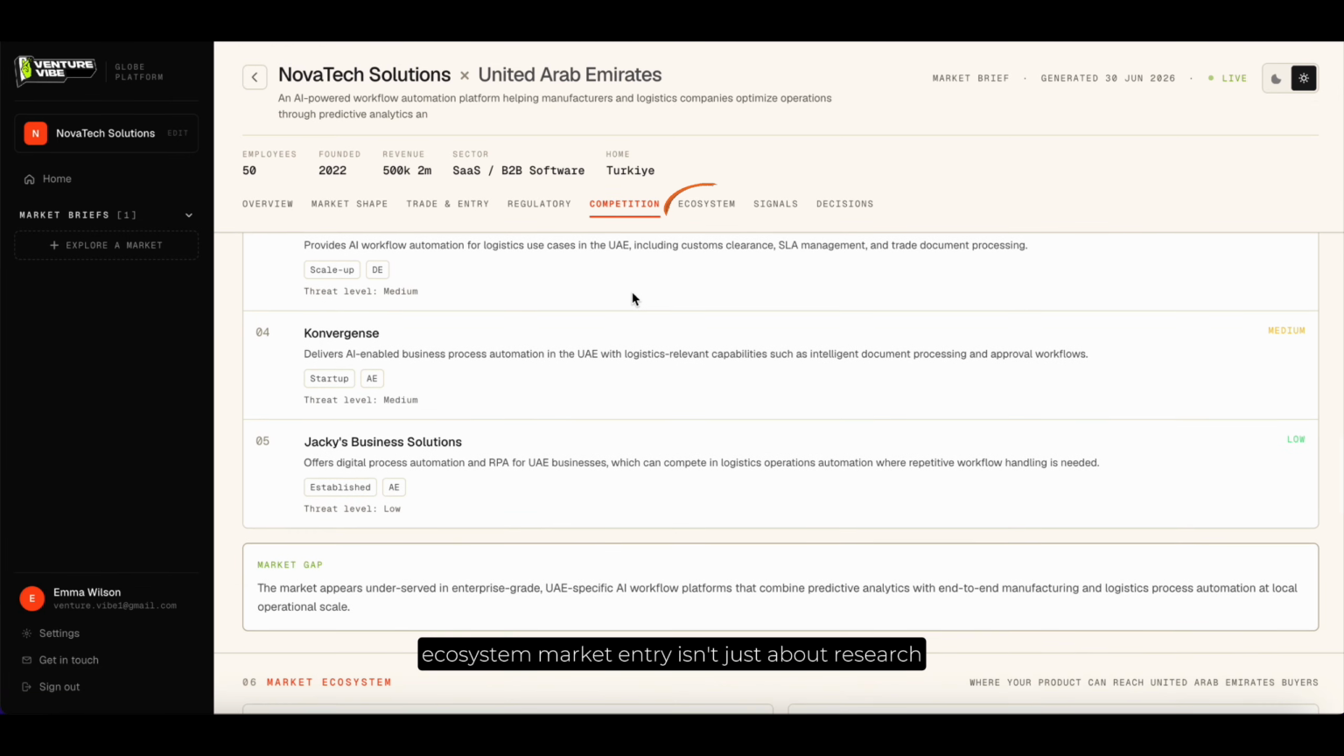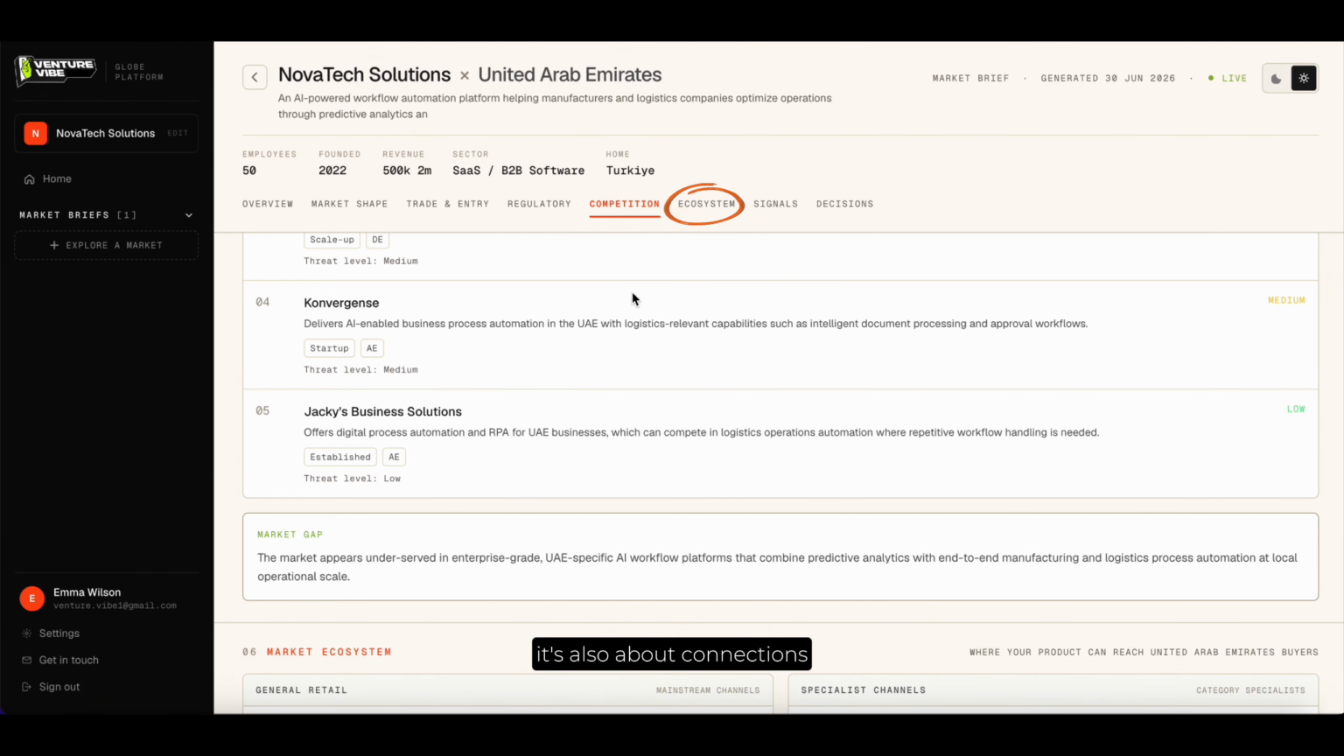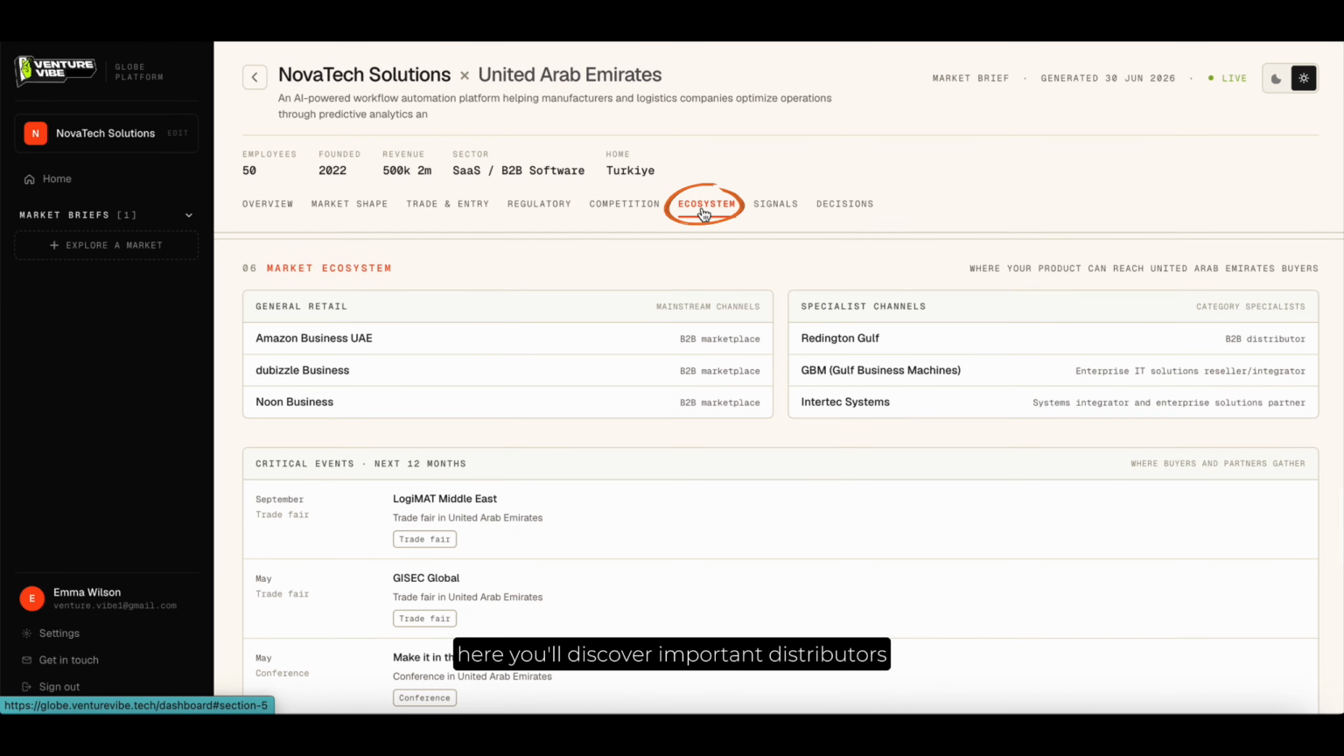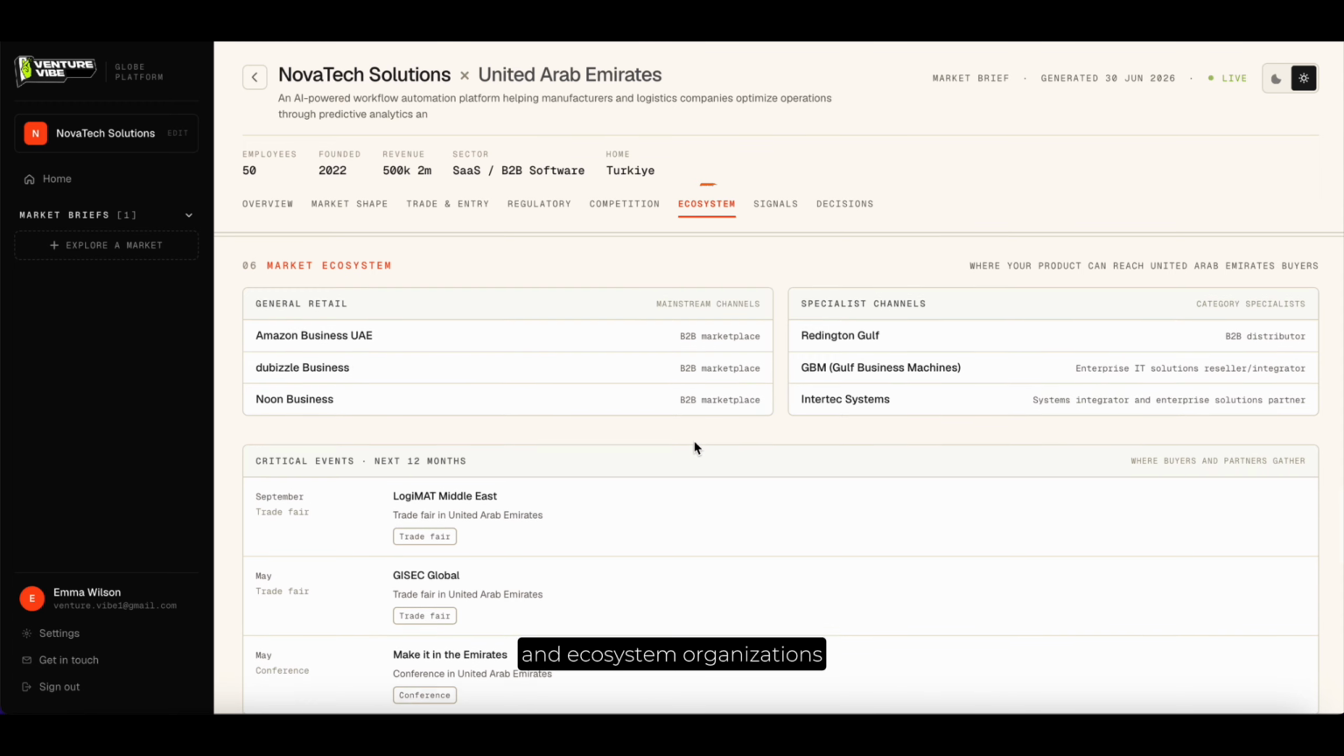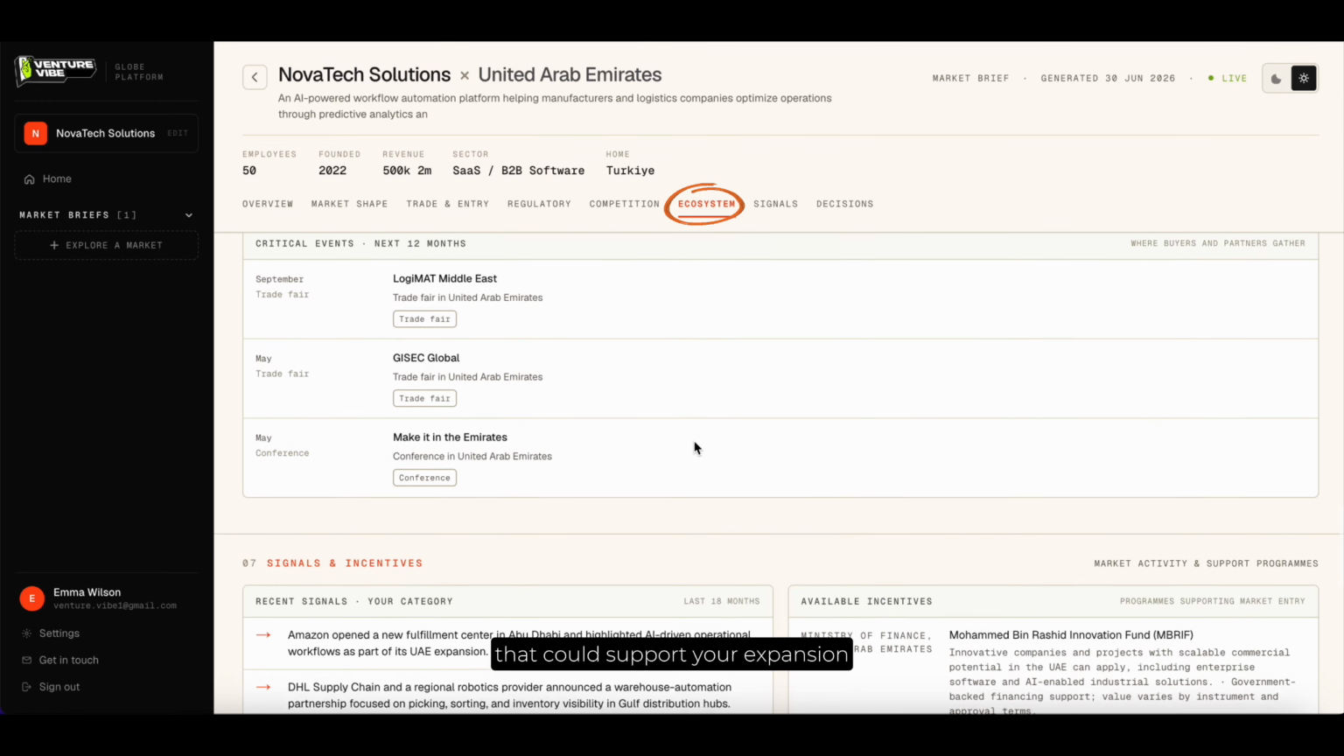Ecosystem. Market entry isn't just about research, it's also about connections. Here you'll discover important distributors, technology partners, business channels, trade fairs, conferences, and ecosystem organizations that could support your expansion.